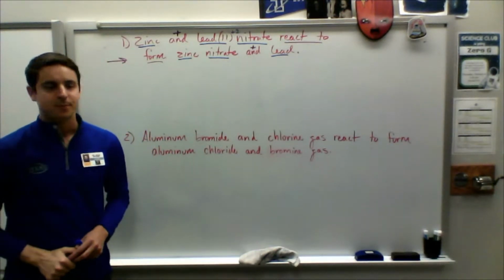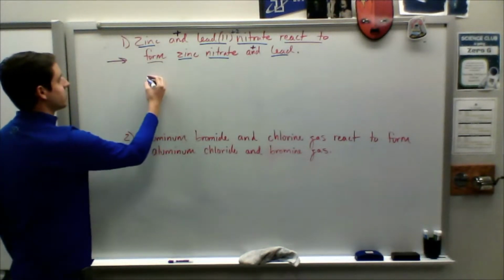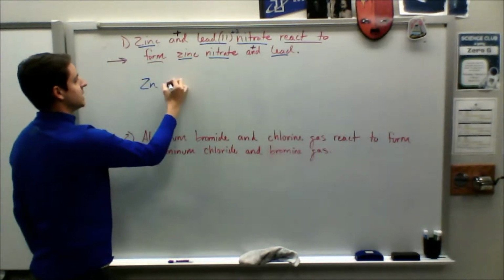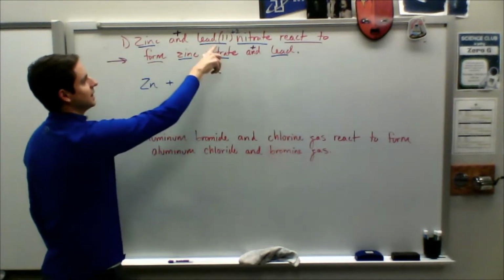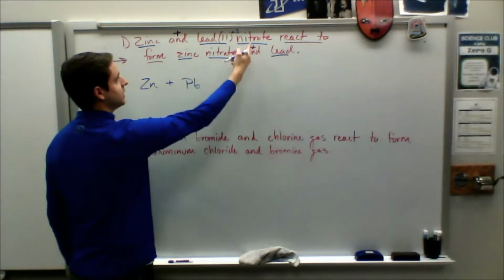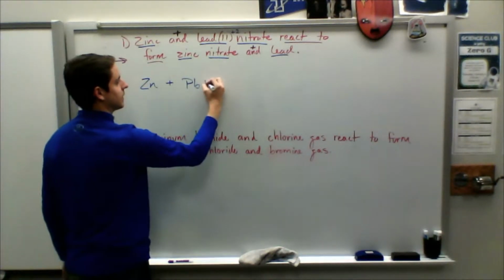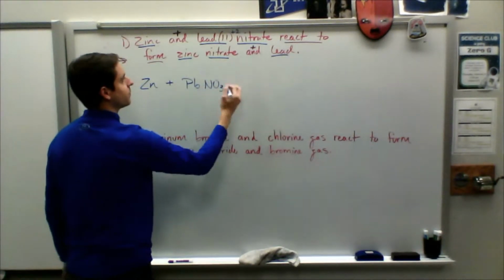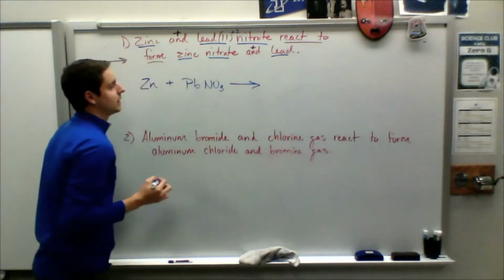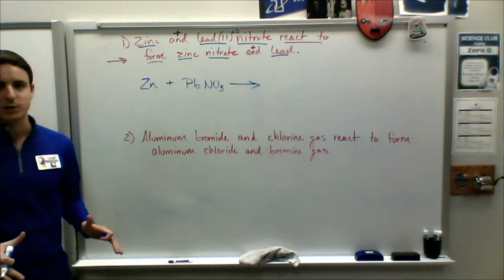Once you've done that, you can start just writing out the symbols for these. So I'm going to start by writing zinc, which is Zn. There's my and, plus lead 2 nitrate. Lead is Pb. Nitrate on your ion sheet is an NO3. Reacts to form. Here's my arrow. Notice that I'm not worrying about any charges right now. I'm not worrying about the crisscrossing.